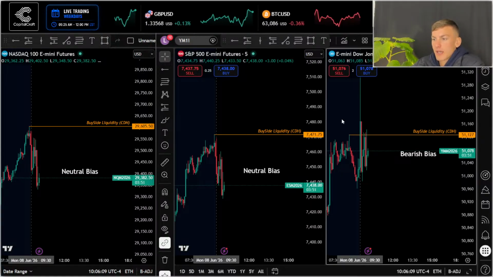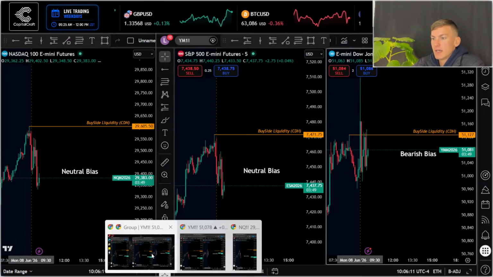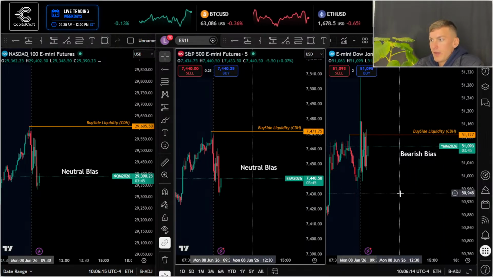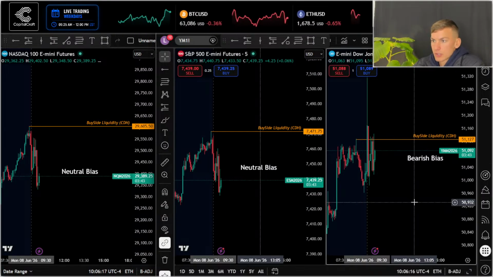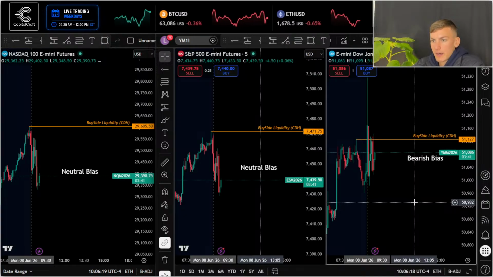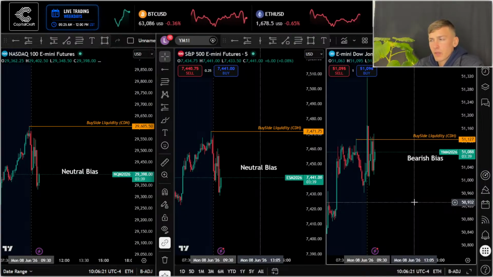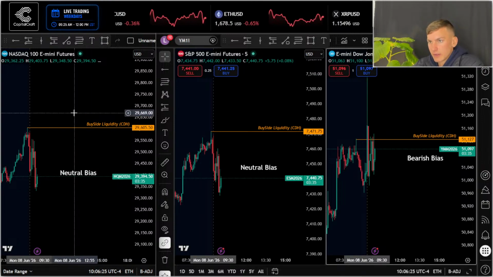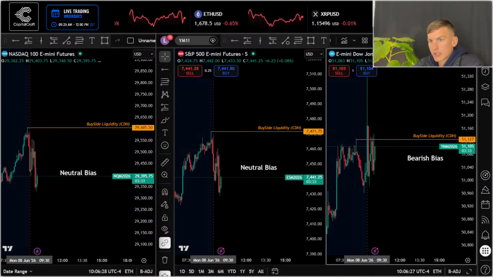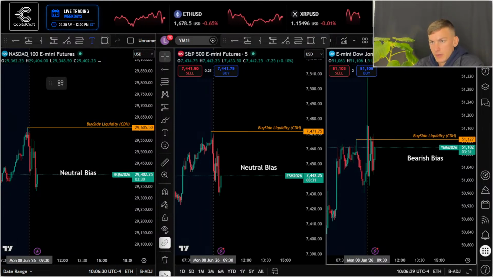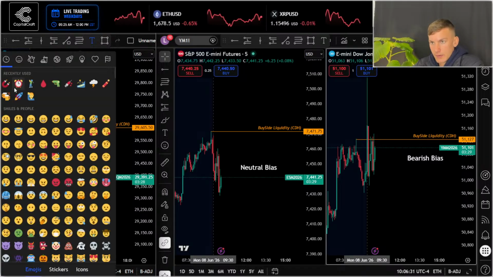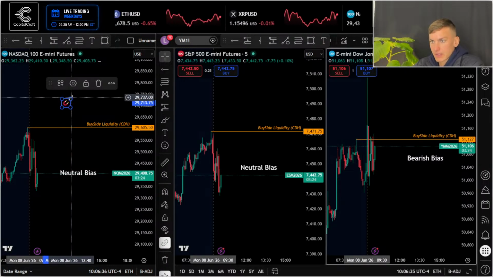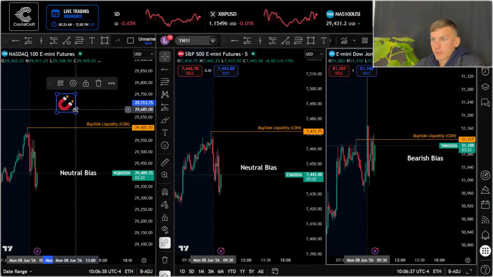But back to the task at hand, we can currently see that the Nasdaq, the S&P, and the Dow are slowly but surely making their way back up. Now, I cannot help but get this tingling feeling that we are heading towards the buy side found at current day high. So what I'm going to do here is play a little game, make things a little bit more interesting.